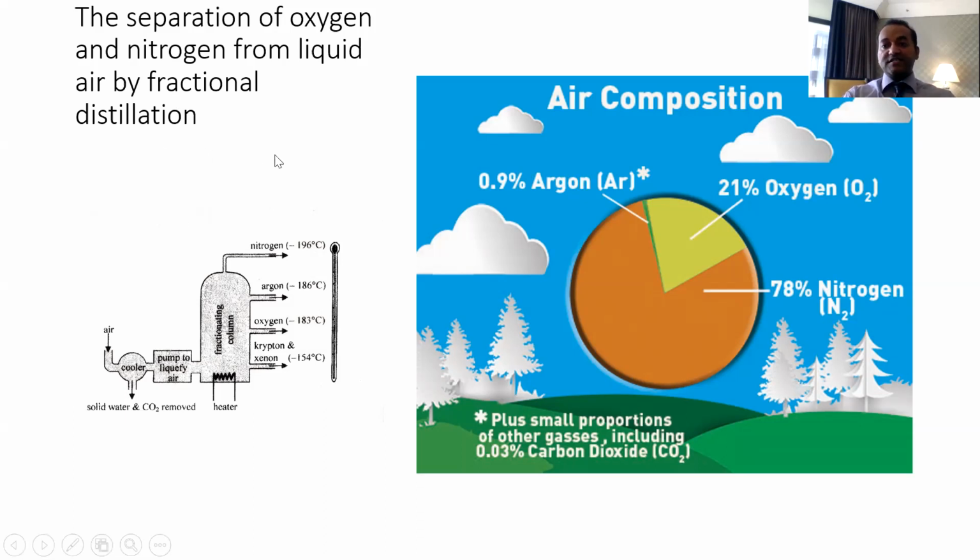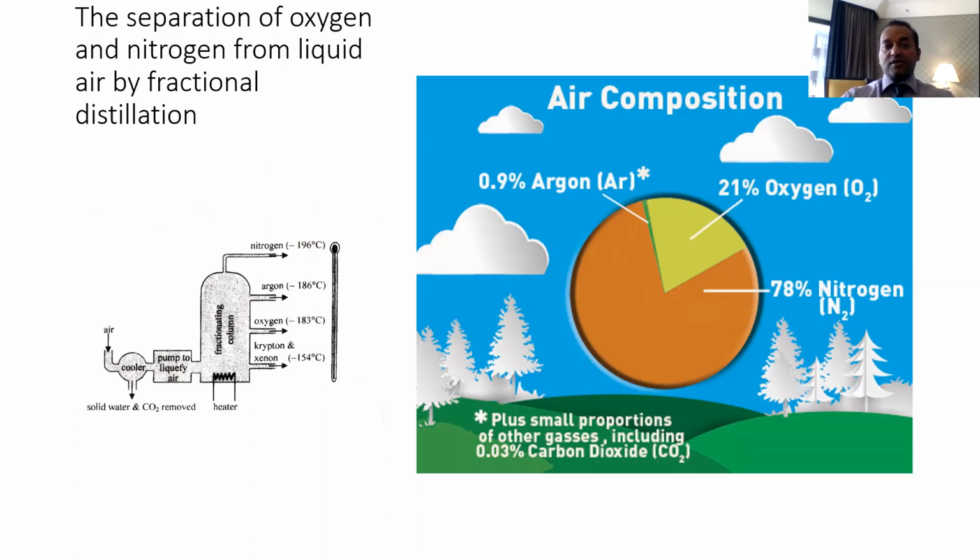Fractional distillation is also used, as some of you have heard, in the crude oil industry. In a petroleum refinery, they use fractional distillation to get different fractions of petroleum products. In the same way, fractional distillation is also used for the separation of air. So the separation of oxygen and nitrogen from liquid air is by fractional distillation.